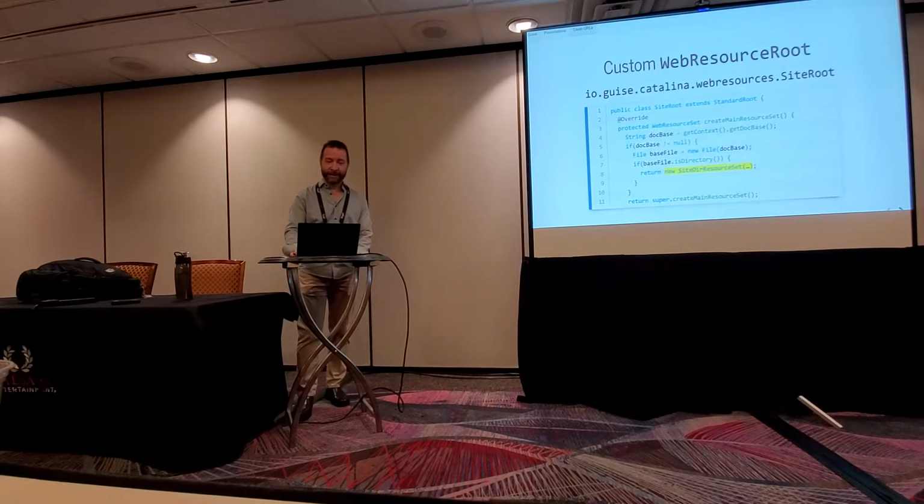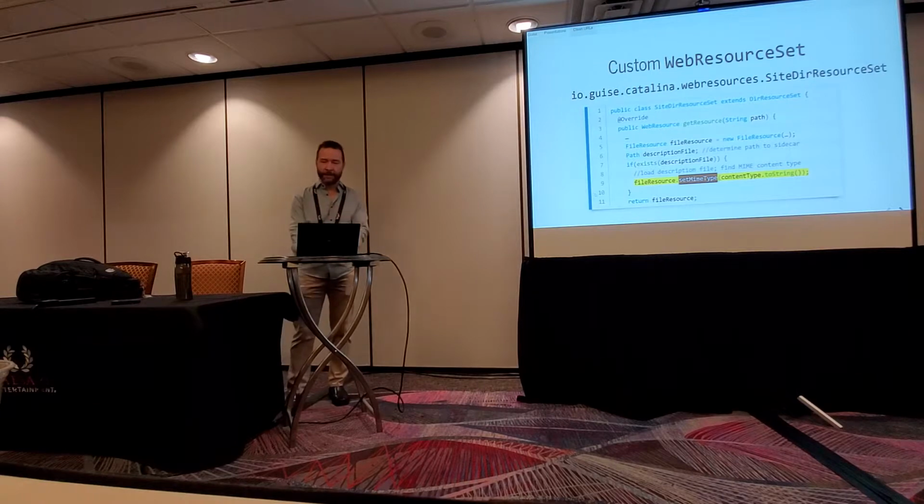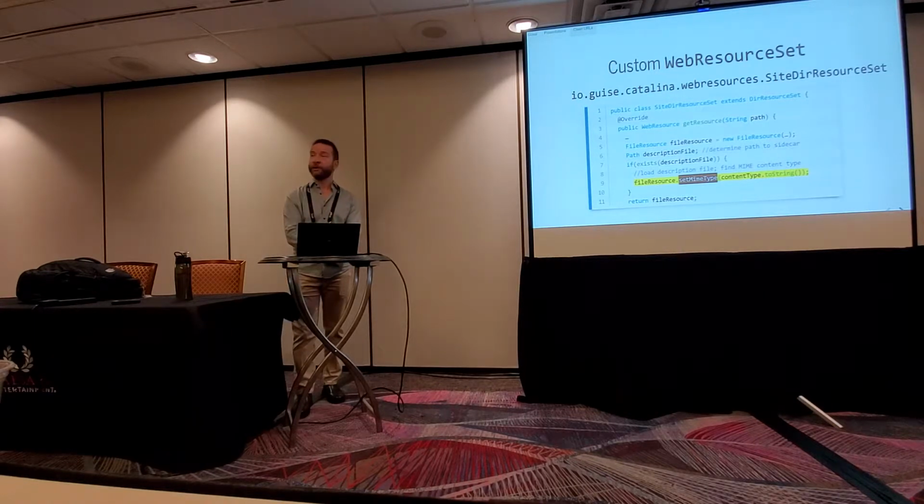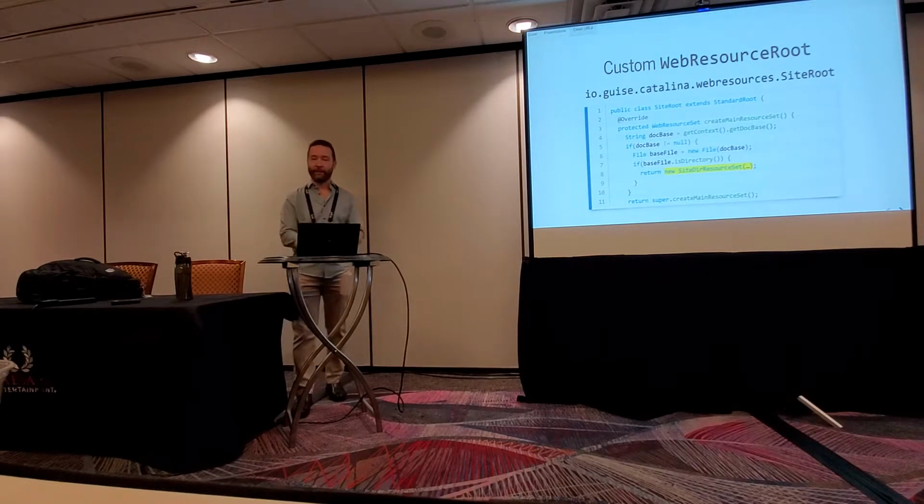So the next question is then, how do we get our custom site dir resource set? I misspoke earlier. What is in Tomcat is a dir resource set. Our site dir resource set is our version of it. So how do we get this site dir resource set? It gets created at some point. It gets created by the implementation of web resource root, in this case a standard root.